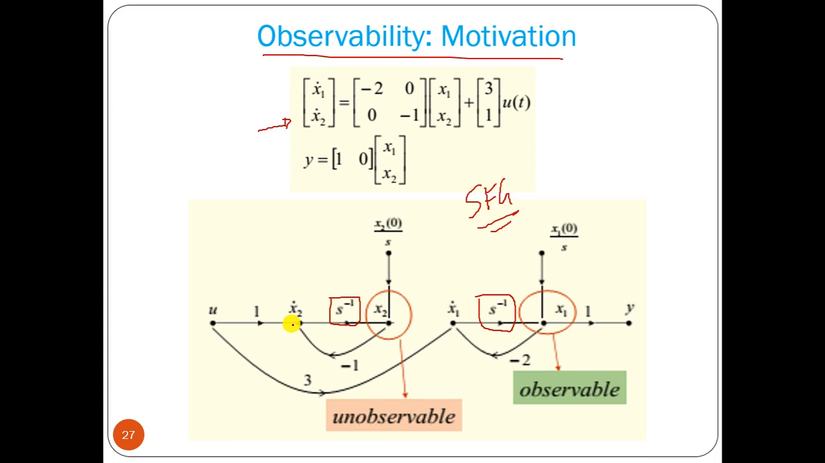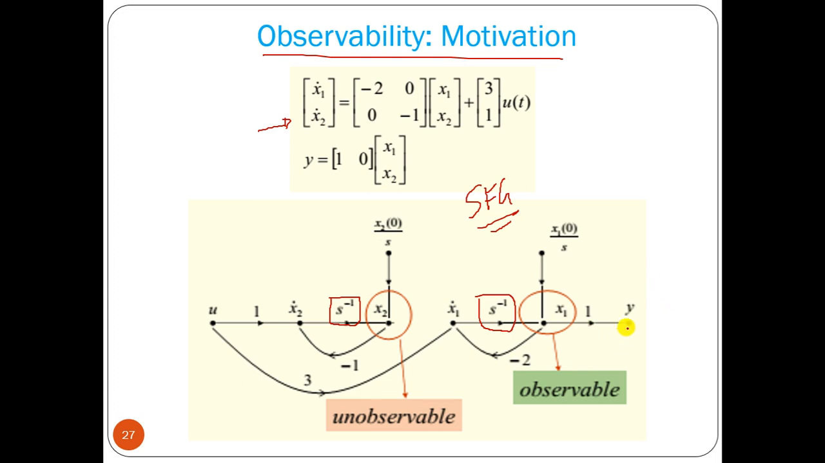Integrator x2 dot. Now what we can see here, x1 dot equal to minus 2 x1, 0 x2, so this is not connected. Then x2 dot equal to 0 x1, x1 not connected with x2, minus 1 x2. And here input is connected to x1 with 3, and x2 dot has 1 u. Output y equals x1, and from x2 it is not connected.